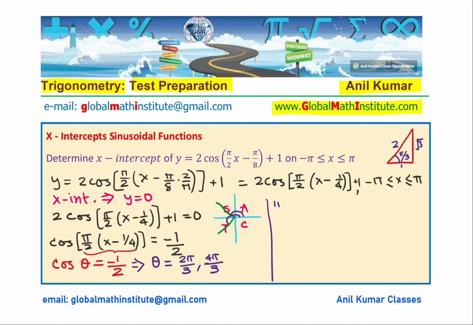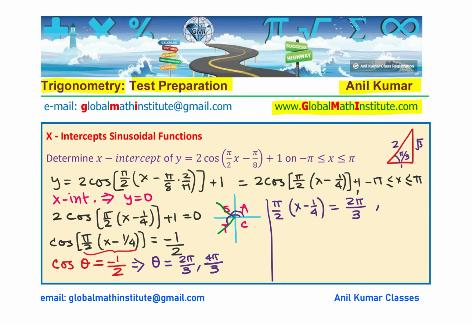pi by 2, theta is pi by 2 times x minus 1 by 4, correct? This should be equal to either 2 pi by 3, we'll get one solution, or it is equal to 4 pi by 3. Make sense? Because this was our theta.